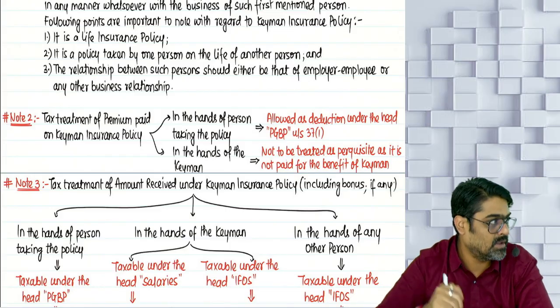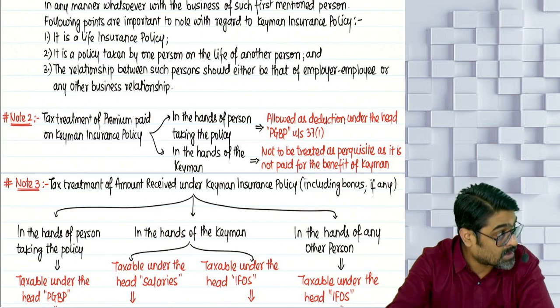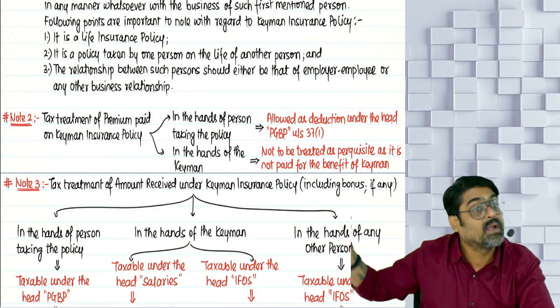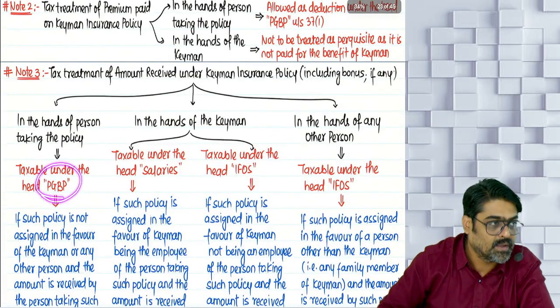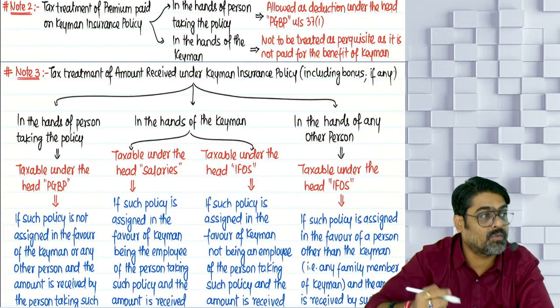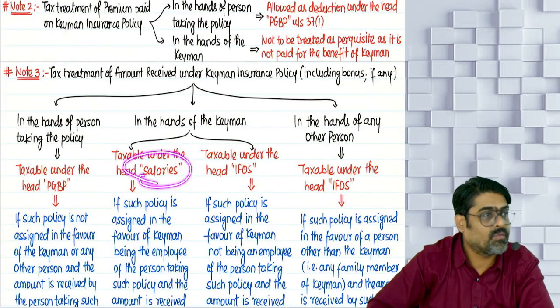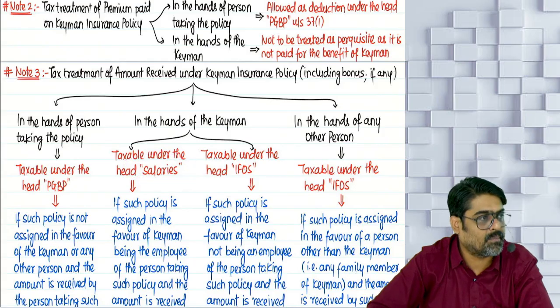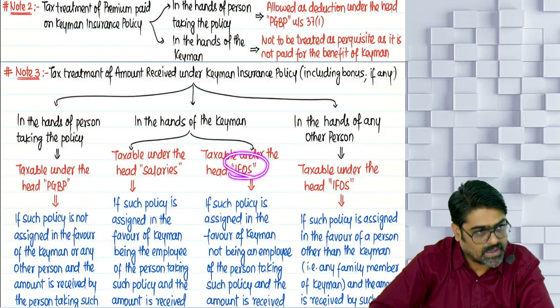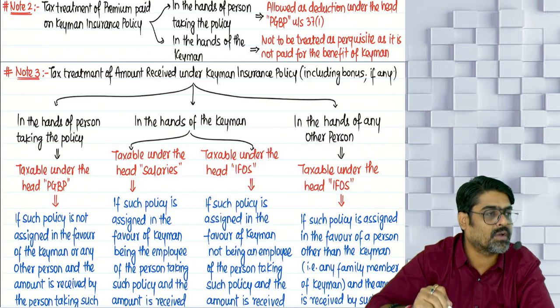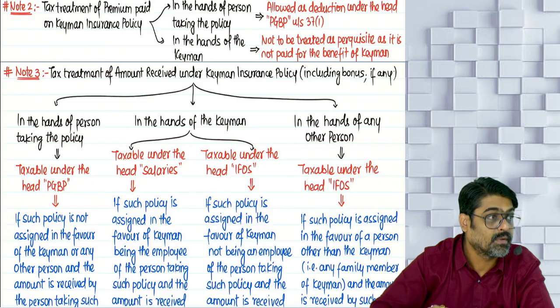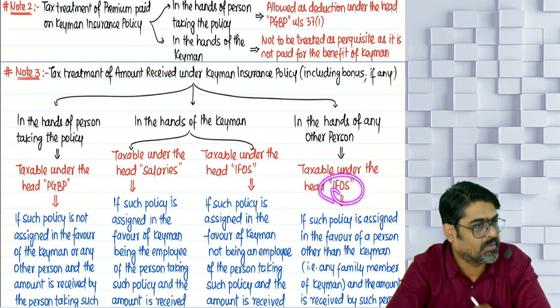So I am taking a life insurance policy on your name, and the premium, everything I will pay, and the money, everything I will get. If I get the money, then PGBP. If you get the money, because the policy was assigned on your name, and you are my employee, then salary. But if the policy was assigned on your name, but you are not my employee, then IFOS. And if you die, policy was assigned on your name, then the amount received by legal heirs will be IFOS.